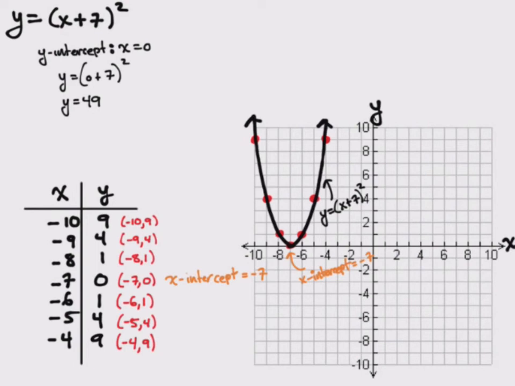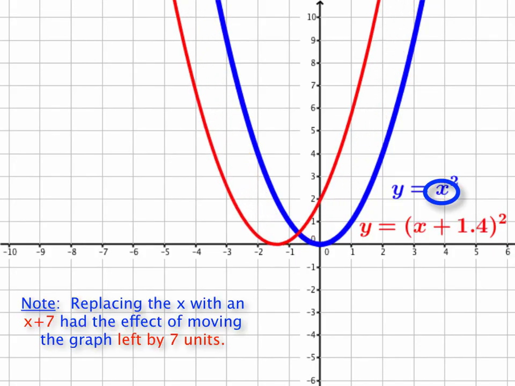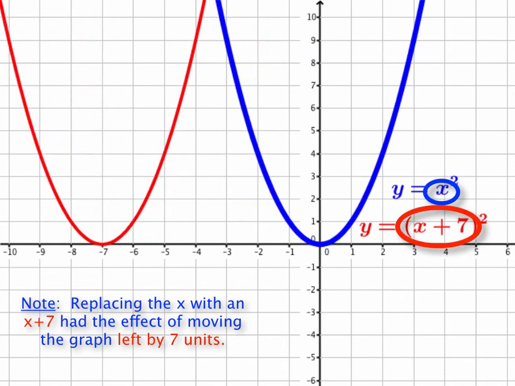Once again, we immediately see that our y-intercept is going to be way off the graph, so we had to find the y-intercept algebraically by substituting x equals 0 into our original equation. We get another nice U-shaped parabola graph, and this one is again symmetric, not about the y-axis, not where x equals 0, but where x equals negative 7. It appears that it has the exact same shape as y equals x squared, but of course this time shifted 7 units to the left, and that is exactly what's happened. Replacing the x with an x plus 7 in this equation had the effect of shifting our graph 7 units to the left.